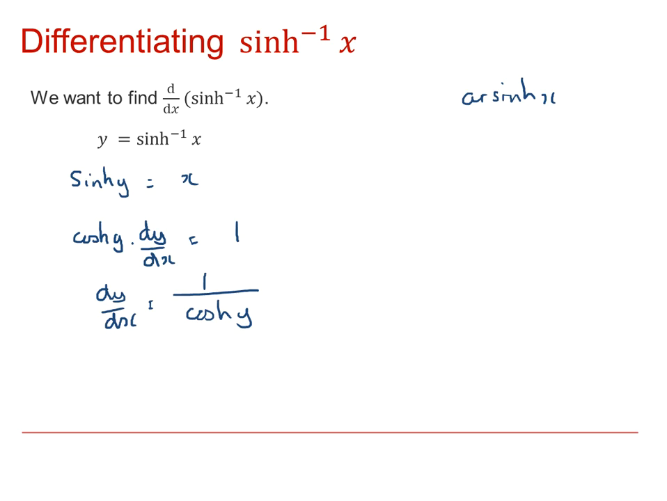Now we'd like to get this as a function of x, so we can use the identity that cosh squared y minus sinh squared y is equal to 1, and therefore cosh y is equal to the square root of 1 plus sinh squared y. But we know that sinh y is equal to x, and therefore we can say that this is equal to 1 over plus or minus the square root of 1 plus x squared.